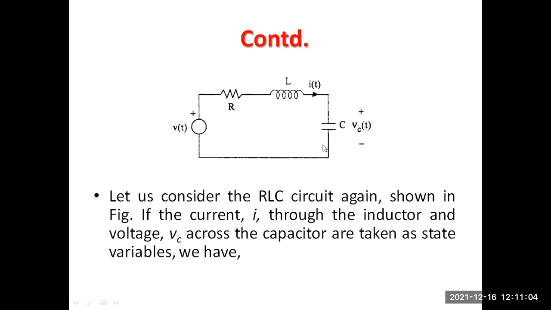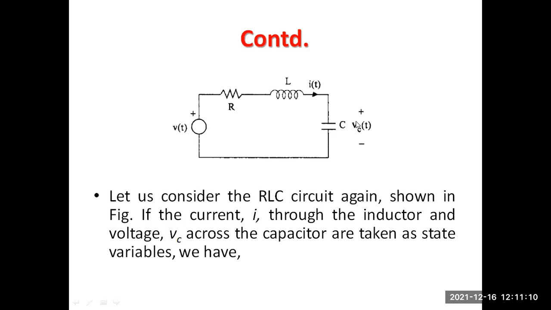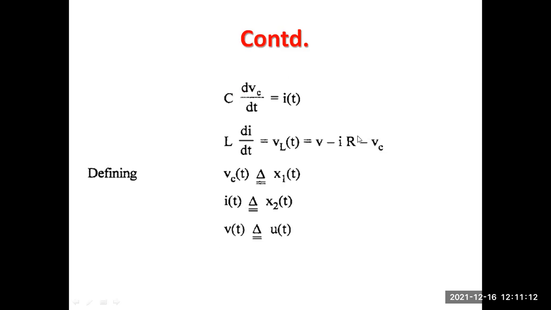We know the current through the capacitor is C dVc by dt equal to i t. And the loop equation, L di by dt equal to VL, which is v minus i R minus Vc. Now we are defining the state variables. What are the state variables?